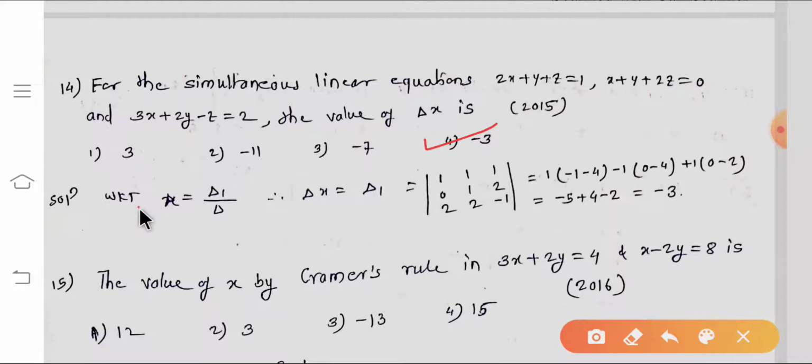Remember this one. First we remember this is to find the value of x. x equal to delta 1 by delta. Then delta 1, how to write? Delta 1 is nothing but, in the determinant of coefficient elements, we write the first column as independent terms.